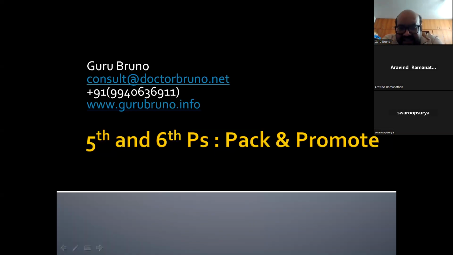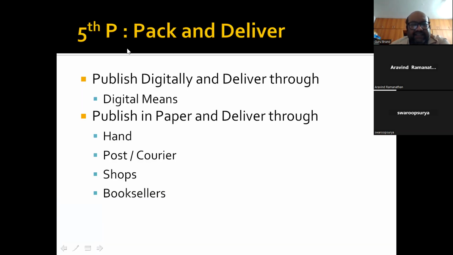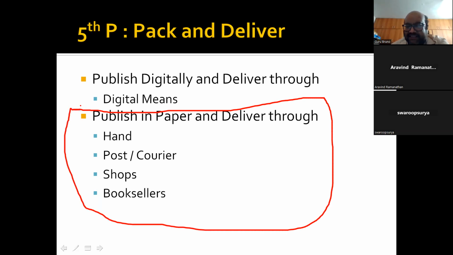So today we will see the fifth and sixth piece together. Nothing big there, we'll just rush through that. So as I told you, you can publish digitally and deliver through digital means, or publish in paper and deliver through hand, post or courier, shops and booksellers. So what will be the difference between these four delivery methods? You can give your answers.